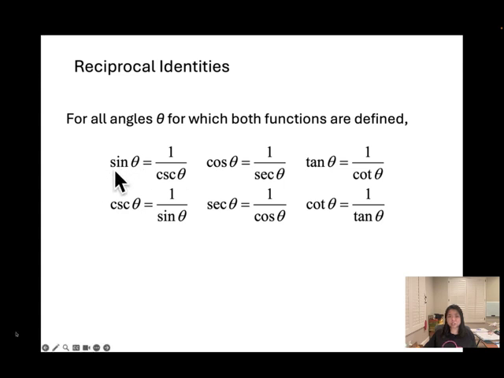So sine will be equal to 1 over cosecant. Once you find out what the sine is, you could flip it, and you're going to get the cosecant. And then cosecant equal to 1 over secant. So once you find the cosine, the reciprocal of the cosine will be equal to the secant. Tangent and cotangent also. Tangent will be equal to 1 over cotangent. We talked about it from the last session already.